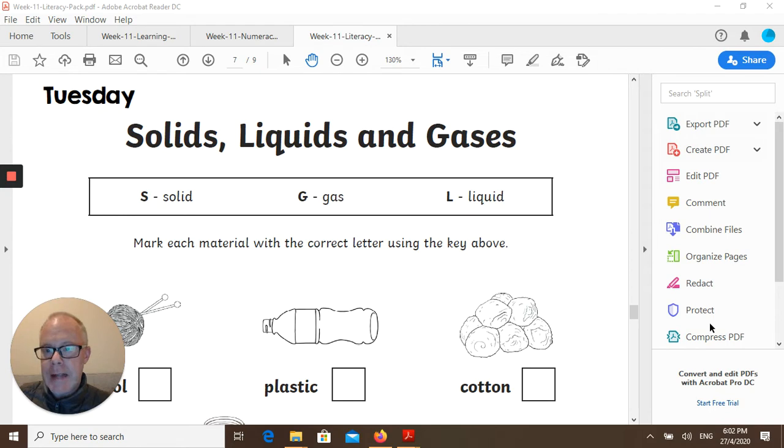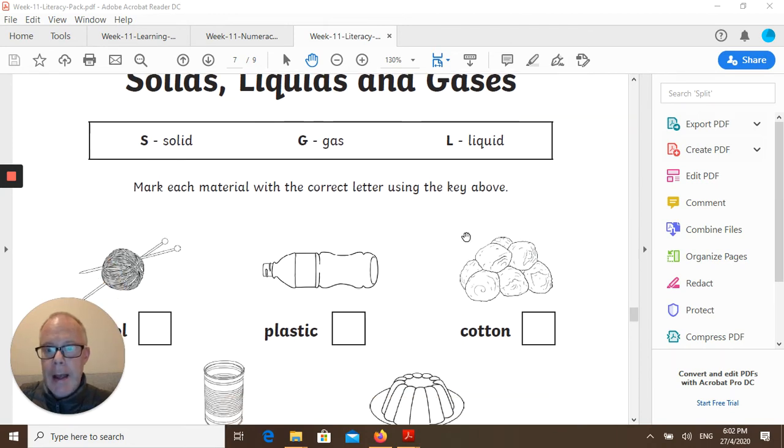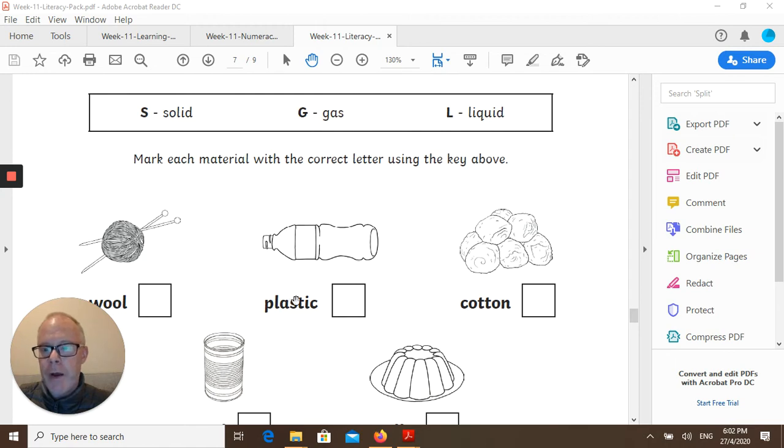So states of matter basically is referring to solids, liquids, or gases. So the type of matter that we can see around us. Now the first sheet of your first worksheet you've got for states of matter here for Tuesday. Basically, you've got a bunch of drawings with the names of those drawings underneath. So, for example, here we've got wool, plastic, cotton. You've simply got to indicate in the box provided whether it is a solid, a liquid, or a gas. So S for solid, G for gas, L for liquid.